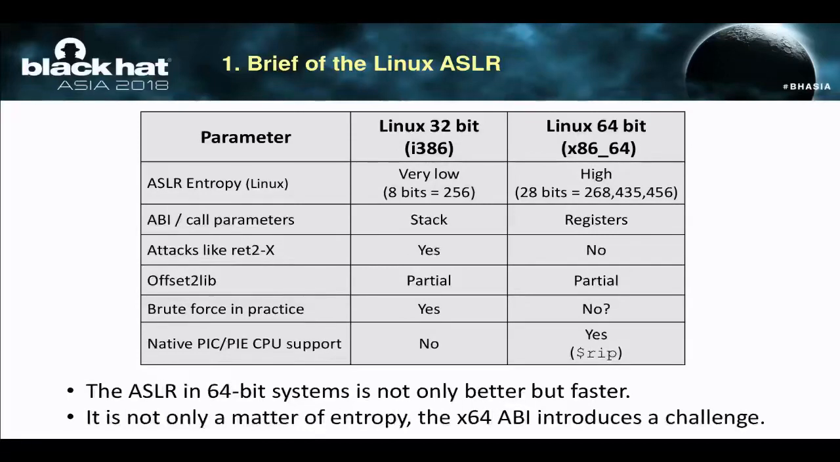So, summarizing, ASLR in a 64-bit system is not only better but faster. Why? Because the CPU has support for relative instruction pointer addressing, but we don't have this kind of support in the 32-bit architecture. So we need to do some call tricks in order to know where we are and then access data relatively. So if you can move to 64-bit, you should do it now. 64-bit architecture is much more secure by far, and it's faster. And again, it's not only a matter of entropy, but this ABI introduces a huge challenge.